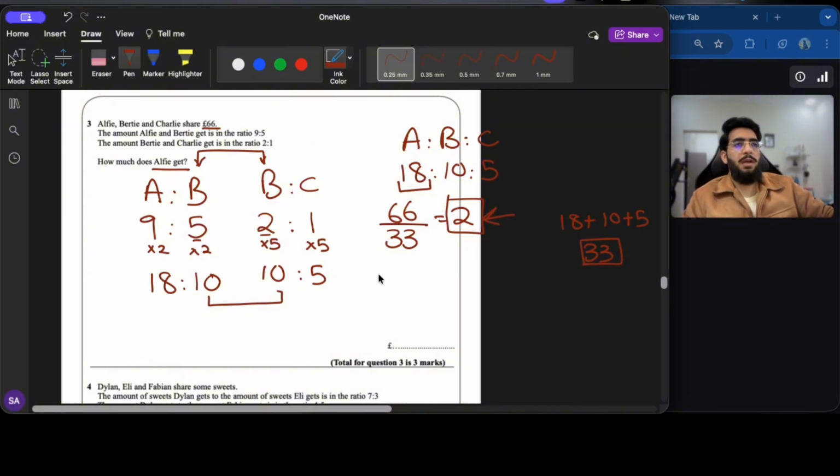So in order to find out how much A gets, we'll just do A times 2. And A we know is 18. So it would just be 18 times 2, which is just 36. And that means that Alfie gets 36 pounds out of 66.